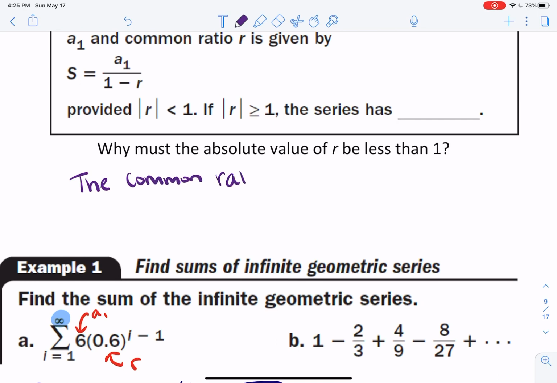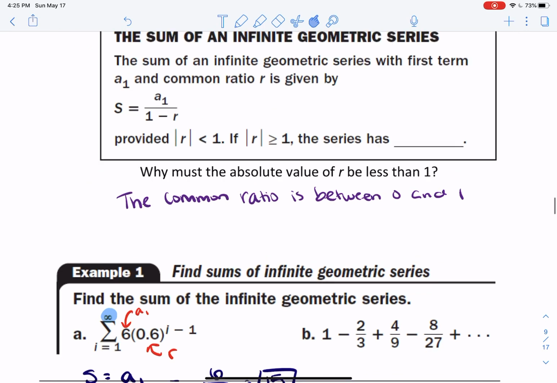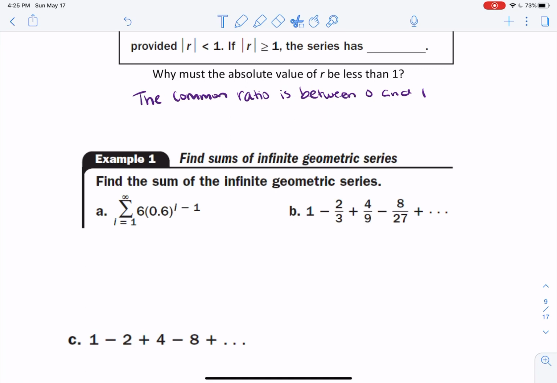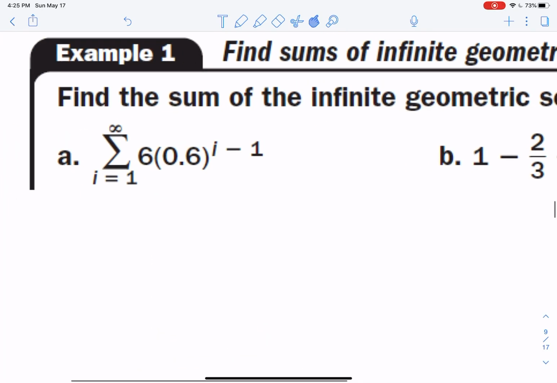So just so you know, the common ratio is between 0 and 1. Okay, so let me erase this here so we can do this one really quick. And it didn't erase, come on. There we go. Okay, so finding the sum here.